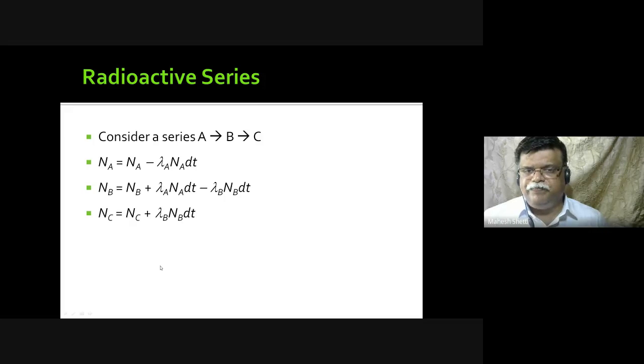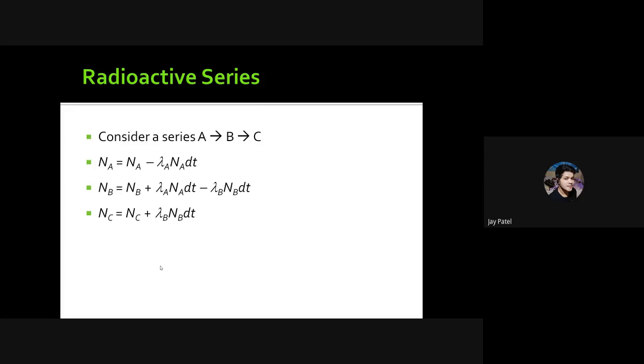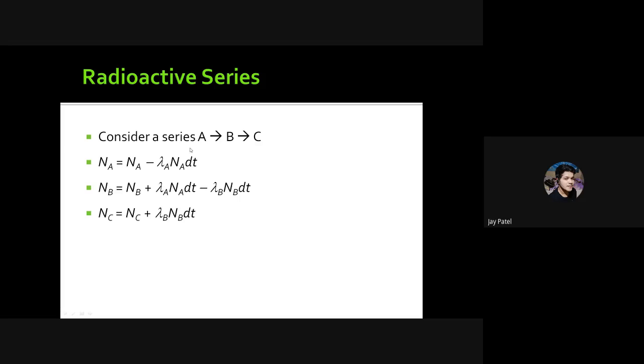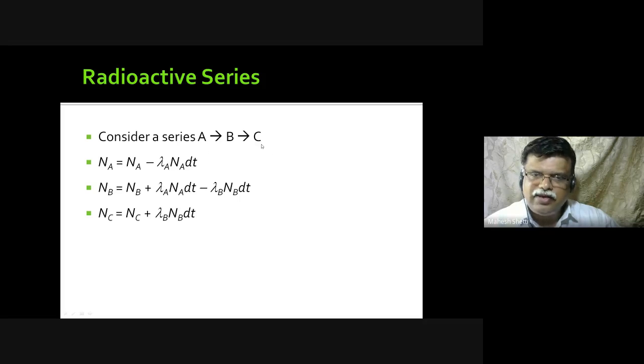Here NC is also decaying, right? No, NC is not decaying. NC is not decaying into D. Yes, you said that it is stable. Yeah, C is stable. A is disintegrating. B is disintegrating. C is stable. You may write, of course, 4, 5, 6, 7 member series.